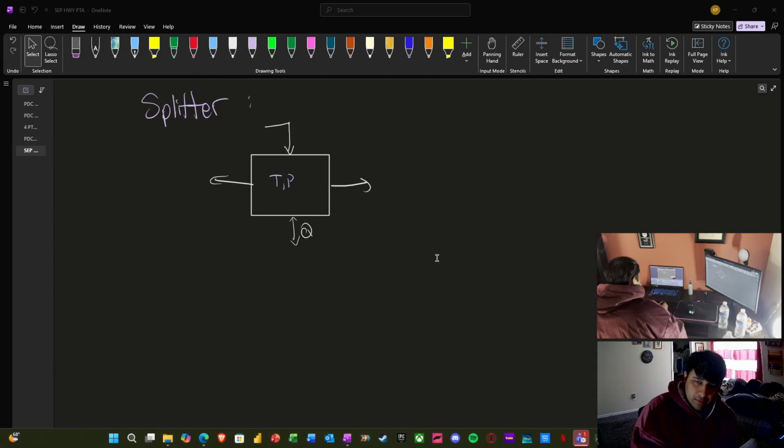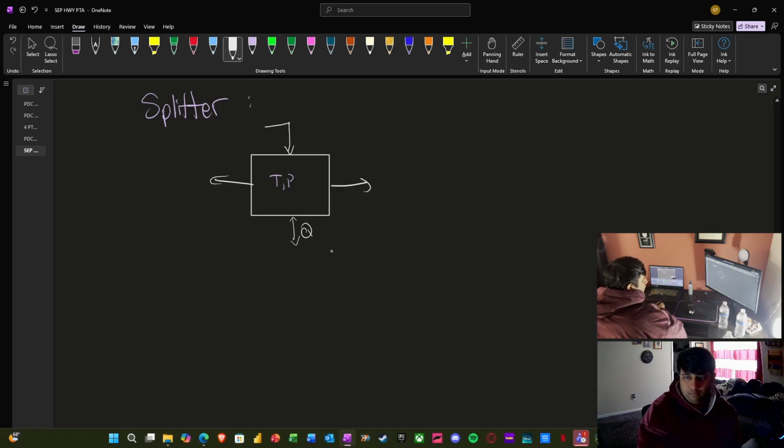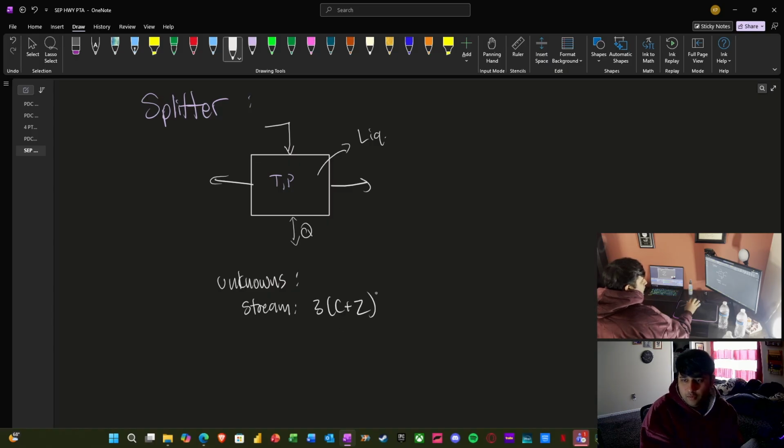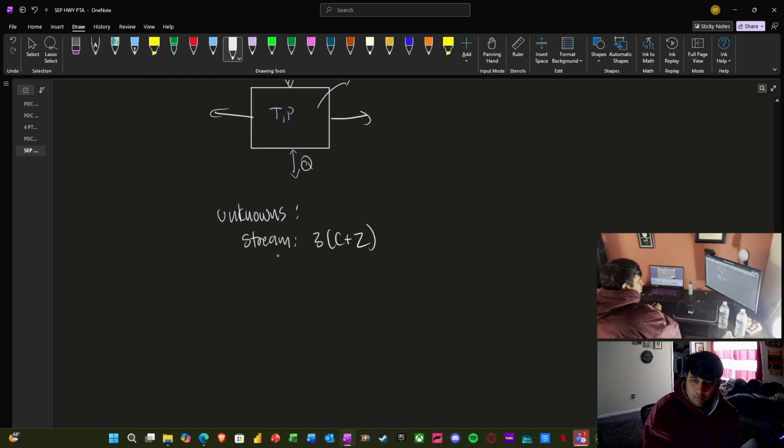So now for the splitter part of this, basically what we're going to have is 1 stream in and 2 streams out. And one thing to note is that there's only liquid, so we will not be having vapor, which does affect this. So let's start with the unknowns. For our stream, we're going to have 3C plus 2. Our heat exchange, of course, is 1, and then our temperature pressure is 2.